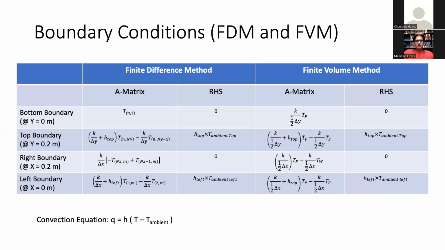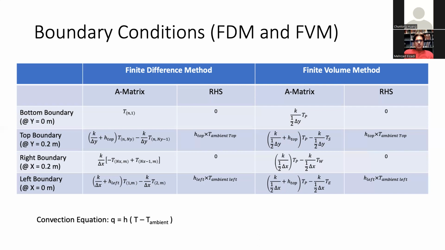So we perform a backward difference to generate the equation for the A matrix, and similarly for the finite difference method. And similarly, we also do the backward difference for the finite volume method to come up with this discretized form of the equation for the right boundary.